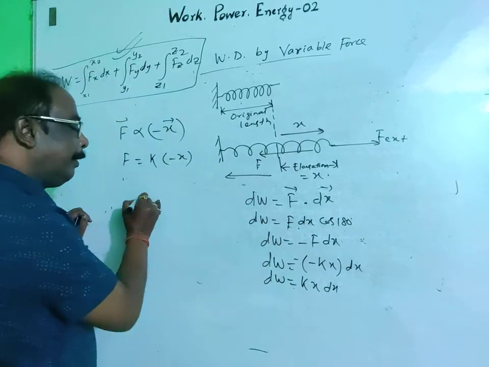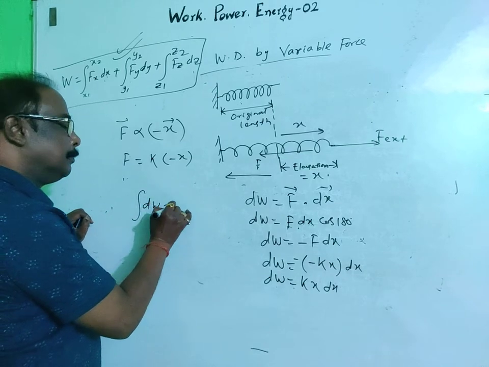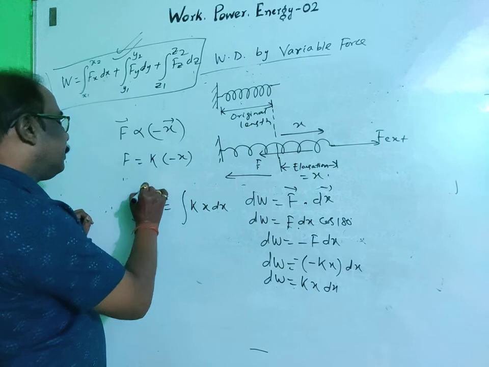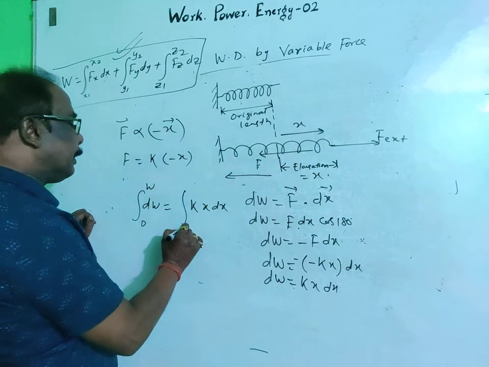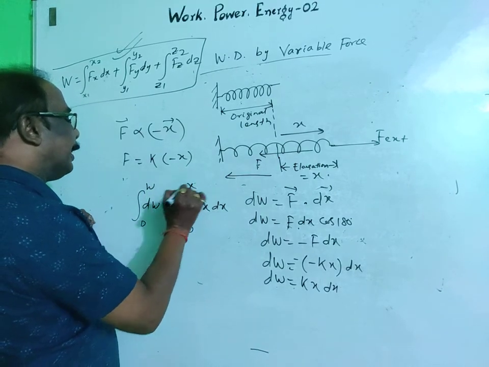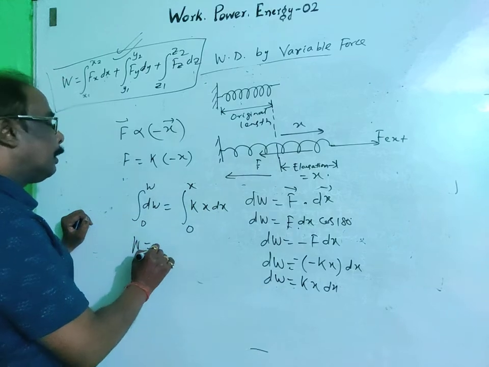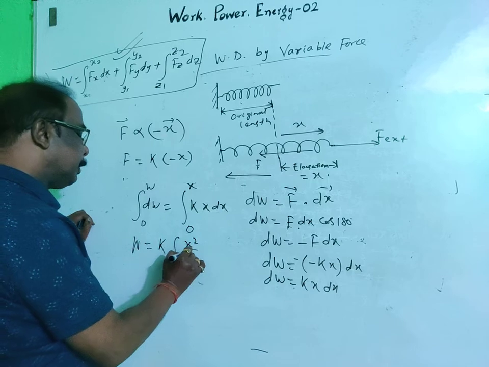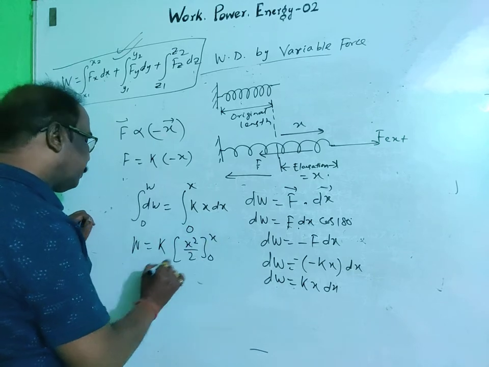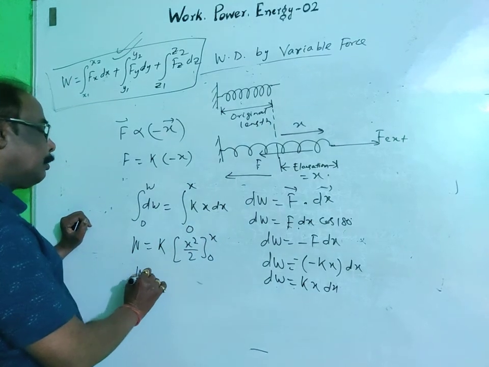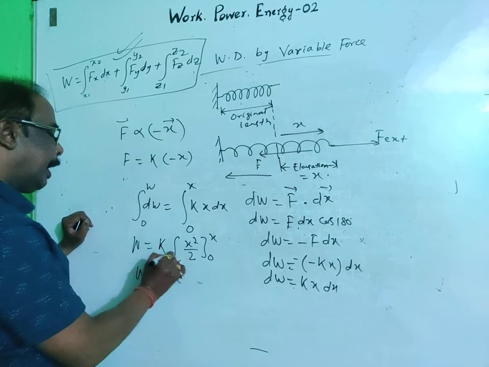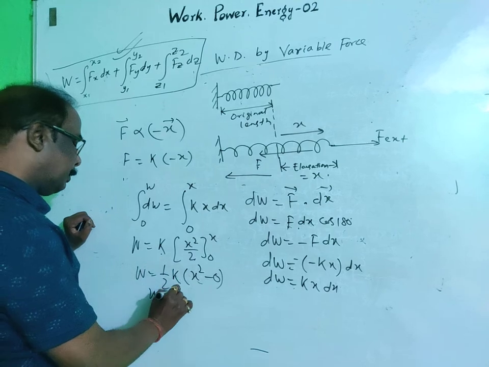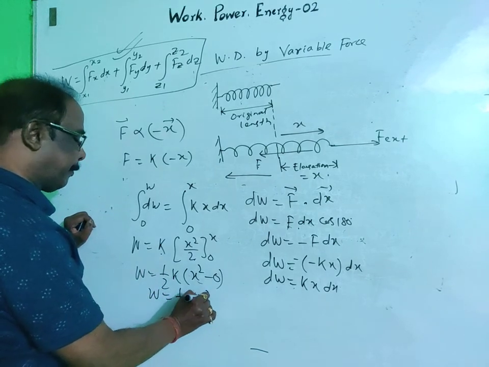Okay. Then integration of dW is integration of kx dx from 0 to x. Let the spring be elongated from 0 to x. Then the work done is W, k is constant, bring it outside. Then the integration is x square by 2, limit from 0 to x. Then work is equal to half k into x square minus 0, meaning work is equal to half k x square.